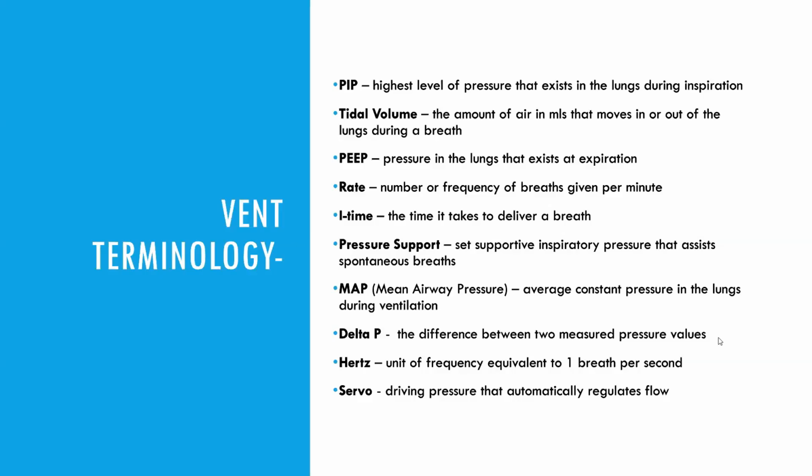Hertz is how fast we're going to give a breath on the oscillator. It's actually equivalent to 1 breath per second, not a breath per minute, which is what we measure as a rate on a regular conventional ventilator. And the servo is not really a setting, but a measurement on the jet. It just tells us how much flow is running through the jet and tells us that things are working properly on the jet.